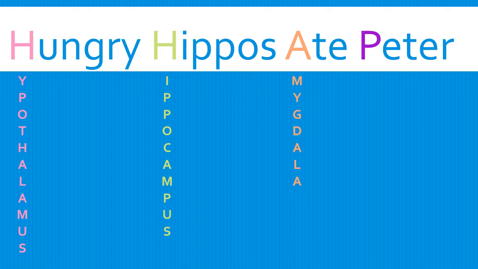The A in "ate" for amygdala, and the P in Peter for pituitary. So remember, hungry hippos ate Peter: hypothalamus, hippocampus, amygdala, and pituitary.